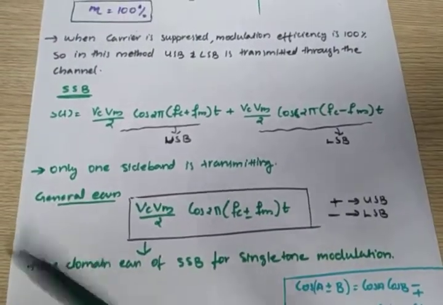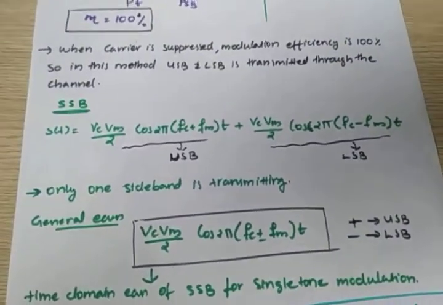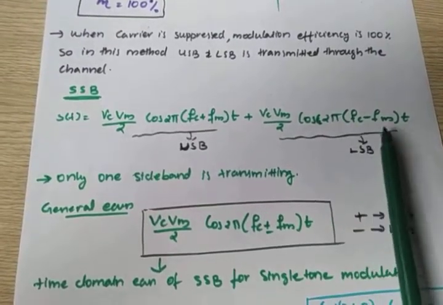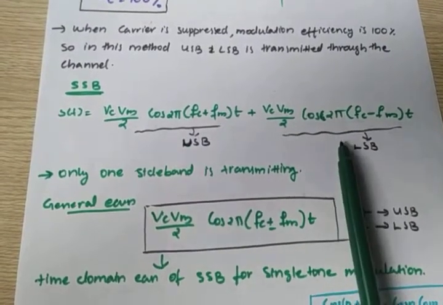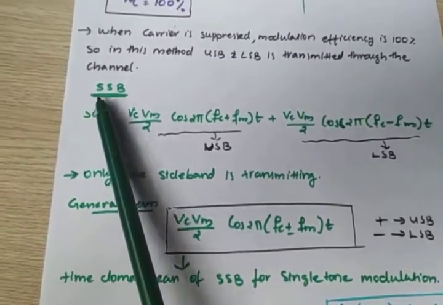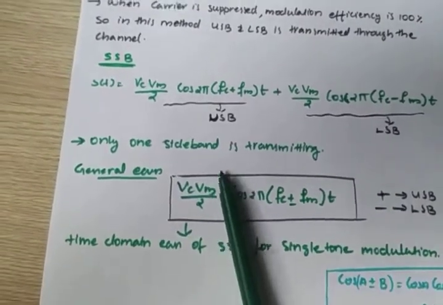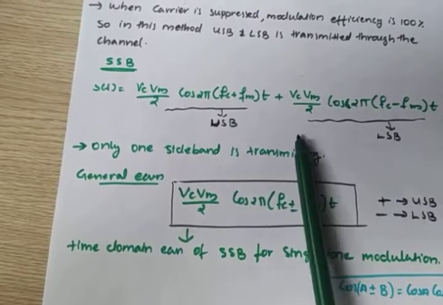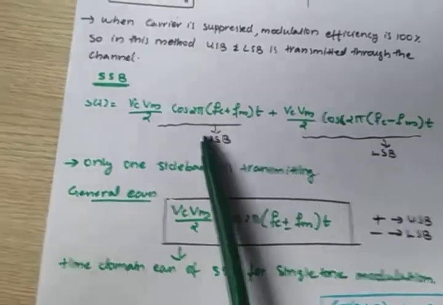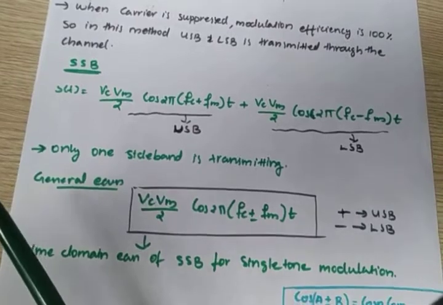So in SSB, this is the general equation. S of t is equal to Vc Vm by 2 cos 2 pi (Fc plus Fm) t, Vc Vm by 2 cos 2 pi (Fc minus Fm) t. This is upper sideband, this is lower sideband. Only one sideband is transmitting in SSB. That's why its name is single sideband transmission. Plus is for upper sideband and minus is for lower sideband.